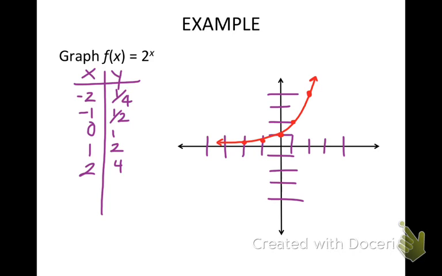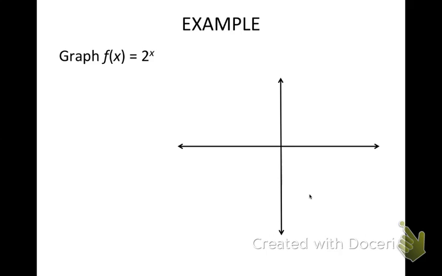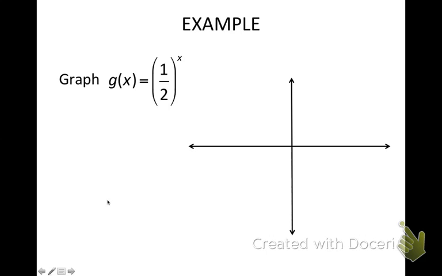Okay? What if we changed my base from a 2 to a 1/2? Then what would our table of values look like? So if we had to graph g of x equals 1/2 to the x. So now when we do our table of values, what's my output going to be? What's 1/2 to the negative 2 power? Not 2, you're thinking the right track though. Because you have to square it.